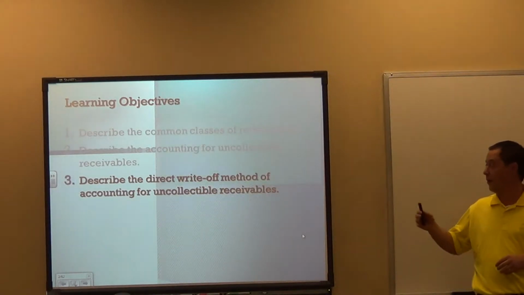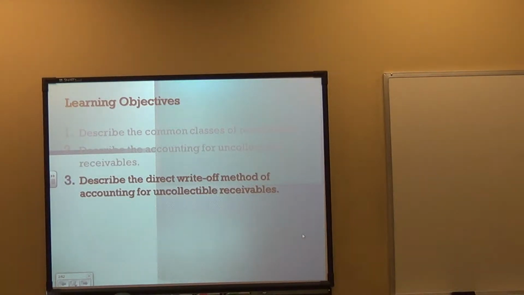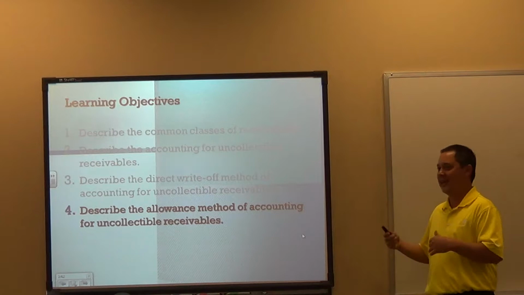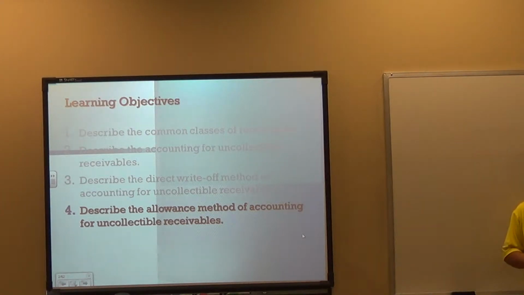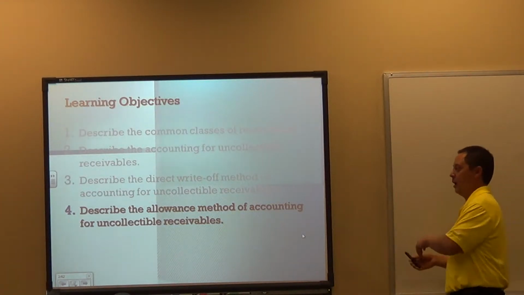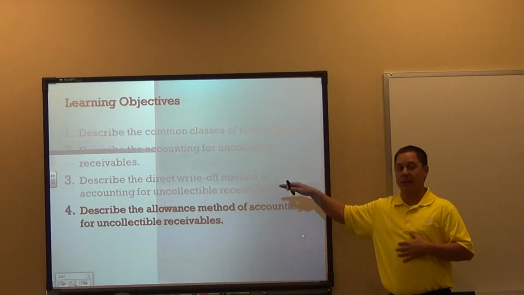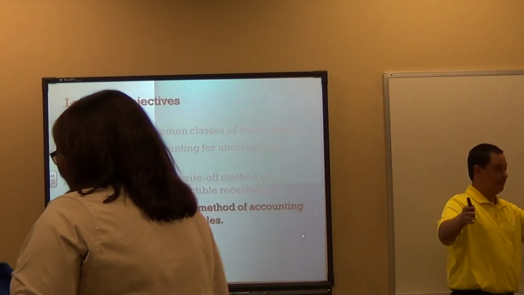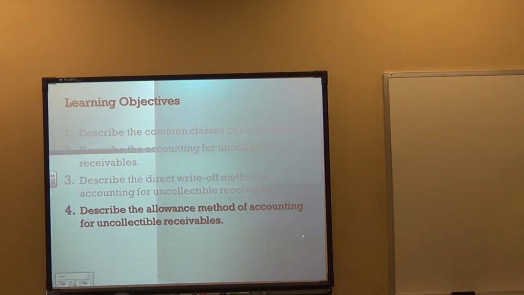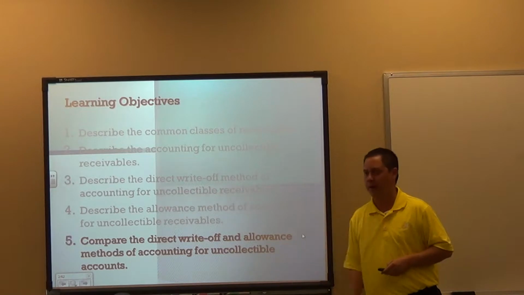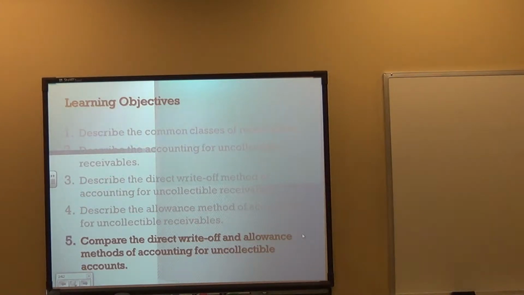We're going to describe the write-off method of accounting for uncollectible accounts, so how we're writing that off. And there's also an allowance method for accounting for uncollectible accounts. So you have the write-off method, and you have the allowance method. Write-off is when it happens. Allowance method is where we estimate. We'll talk about what those mean, the differences there, and then compare the two together. So that's what we'll be taking a look at in this chapter.